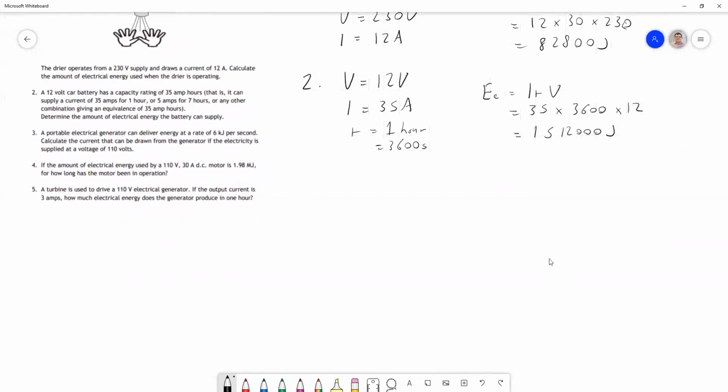Question 3. A portable electrical generator can deliver energy at a rate of 6 kilojoules per second. Calculate the current that can be drawn from the generator if the electricity is supplied at 110 volts.